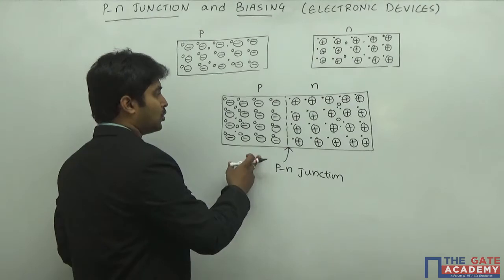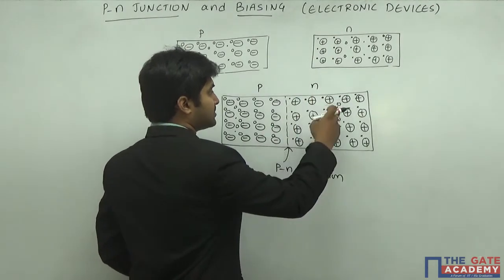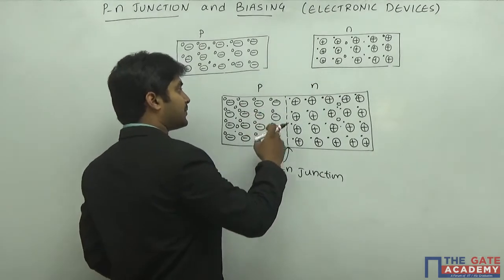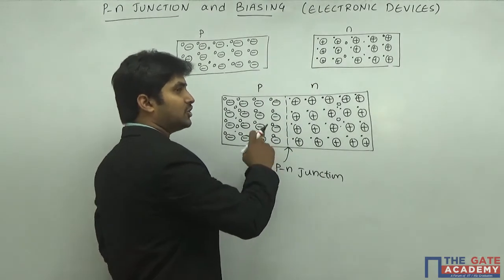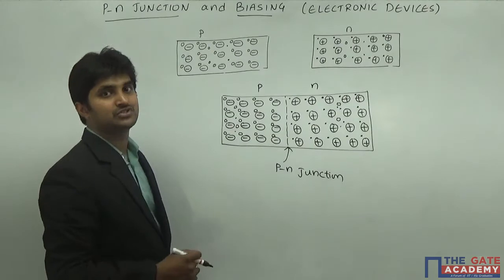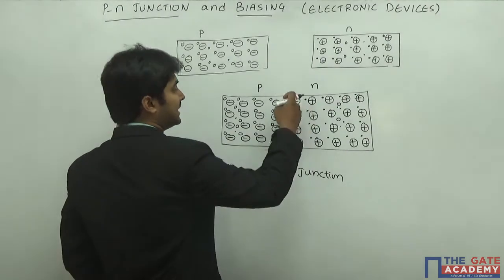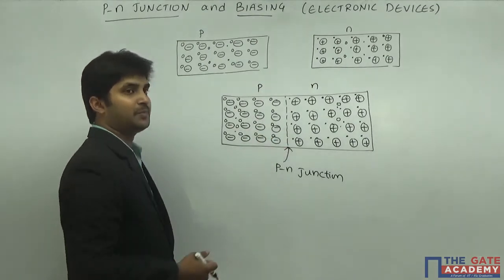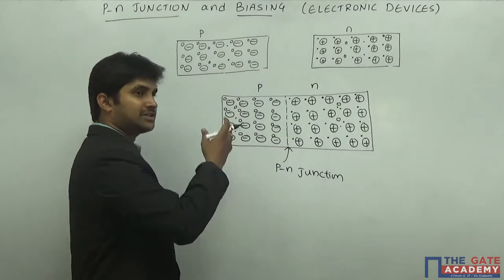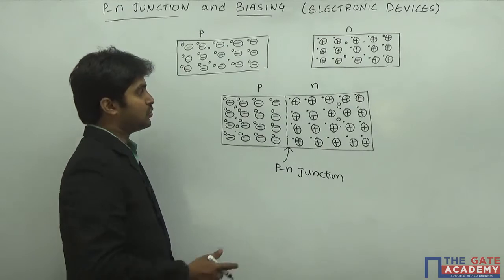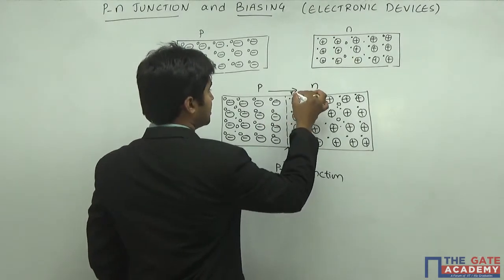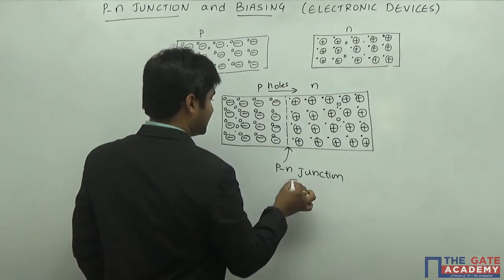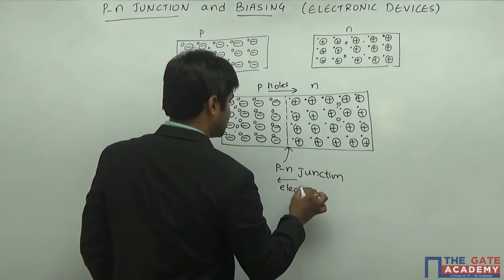A p-type region has holes as the majority carriers, and an n-type region has holes as the minority carriers. So the holes which are present as majority carriers here try to move into the n region because of diffusion. Similarly, the electrons which are present as majority carriers in the n region try to move into the p region because electrons are the minority carriers in the p region. So holes move into the n region, and electrons move into the p region.